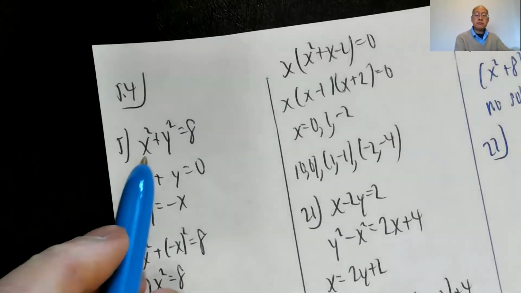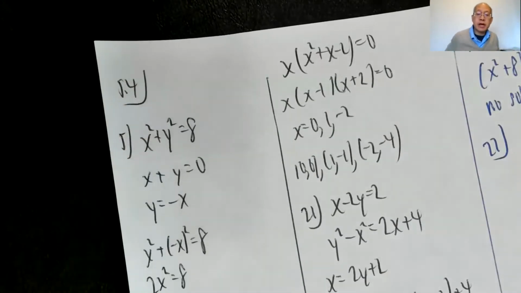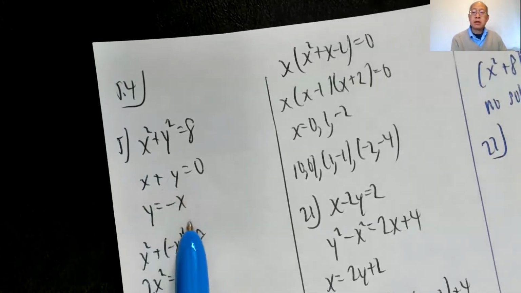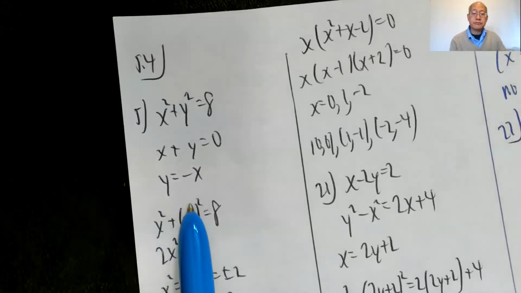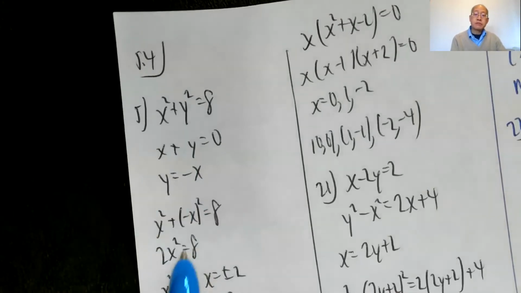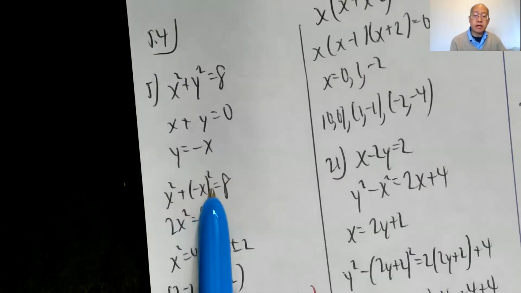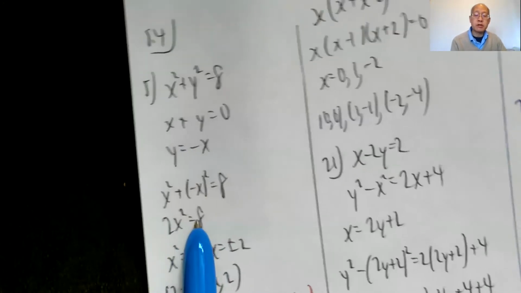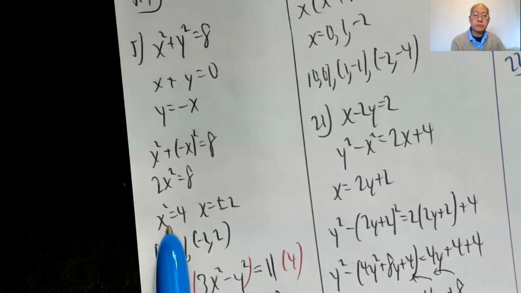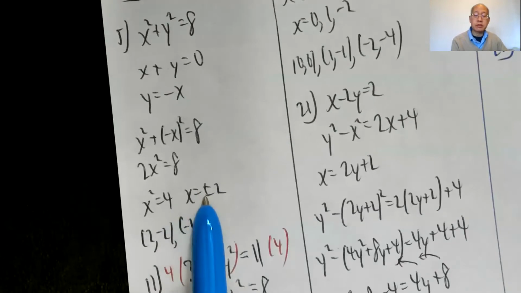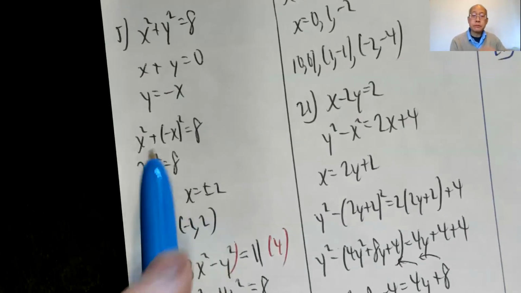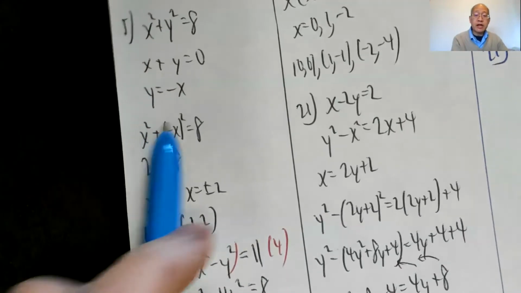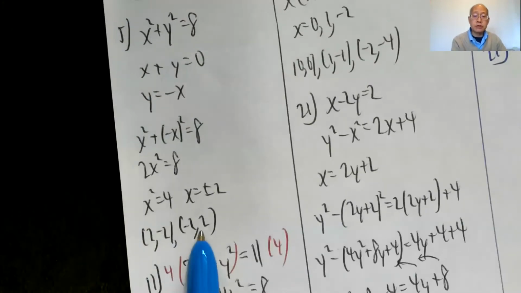Okay, number 5, x squared plus y squared equals 8. X plus y equals 0. So y is equal to negative x. Plug that here. X squared plus negative x squared is 8. 2x squared equals 8. Divide by 2. Take the square root. X is plus or minus 2. So since y is negative x, I have 2, negative 2, negative 2, 2.